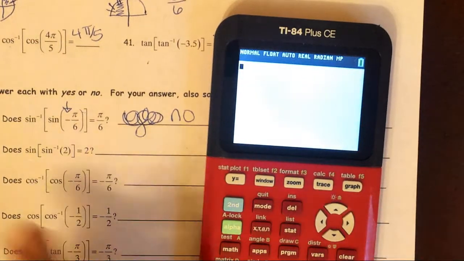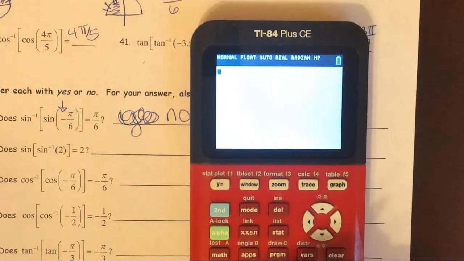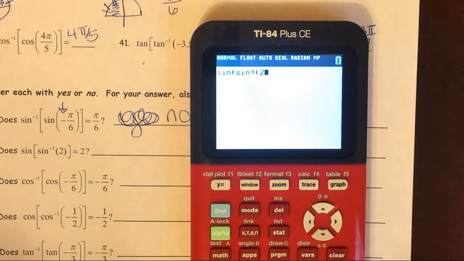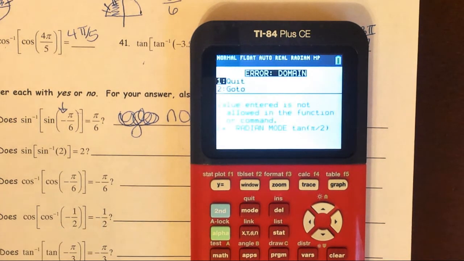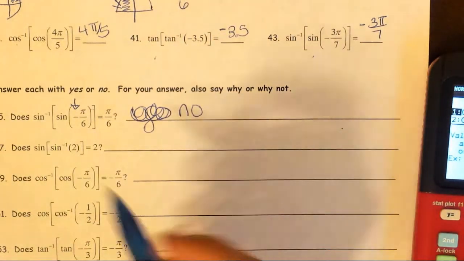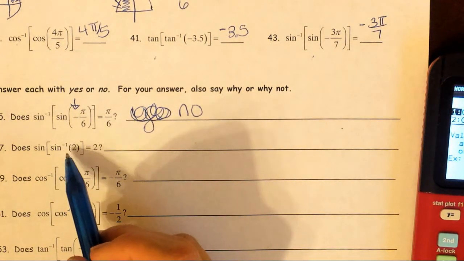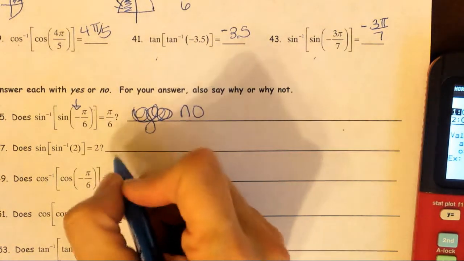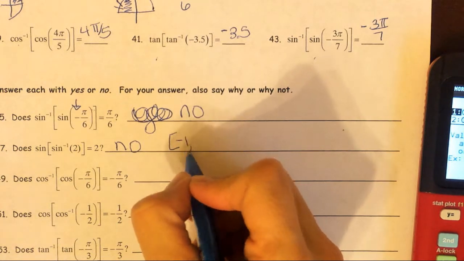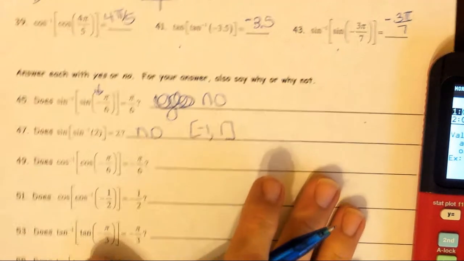Okay, now I'm going to do the next one. I'm going to type in second sine of 2, and I get an error. The reason we get an error is because 2 doesn't fall between -1 and +1. So the answer is no, because it didn't fall between -1 and +1.